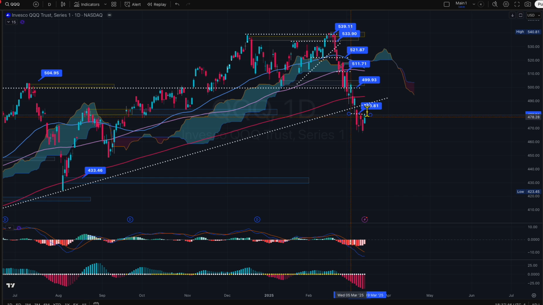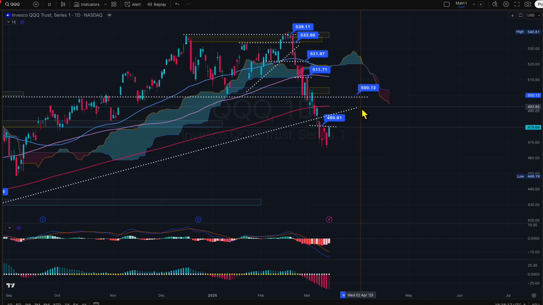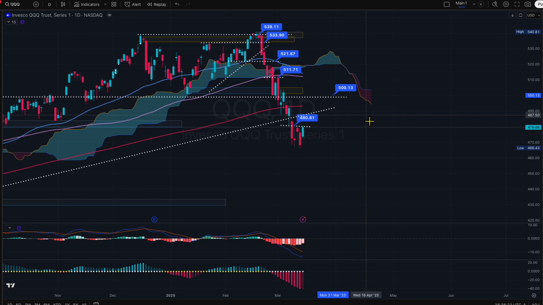So if you see QQQ around here, look at this area. Keep this in mind. If rejection comes, we could go lower. If you see any bounce around here, a little bounce because of the oversold. Right now QQQ and SPY are oversold, so you might expect a bounce. Then see if any rejection comes around the 200 SMA right there. That time we'll see. Whether this rejection comes or not is a different story, folks, but we will see at that time, because we always analyze the market every Sunday.